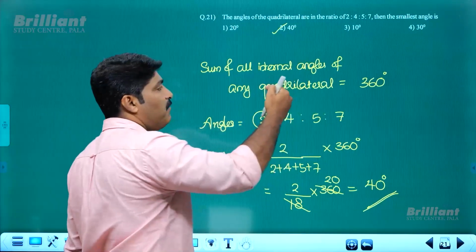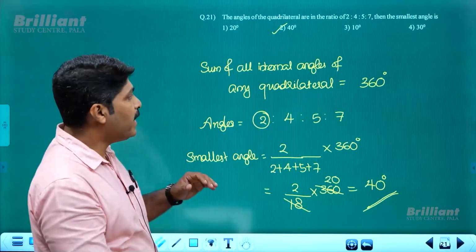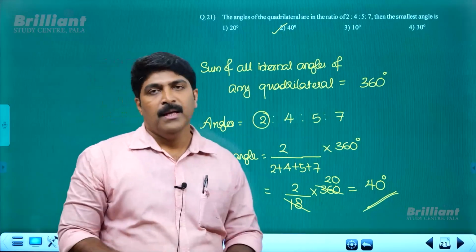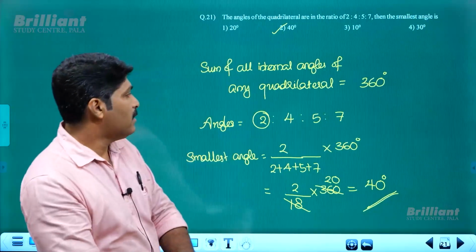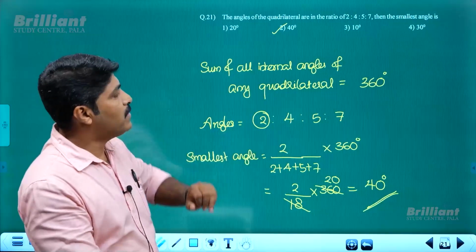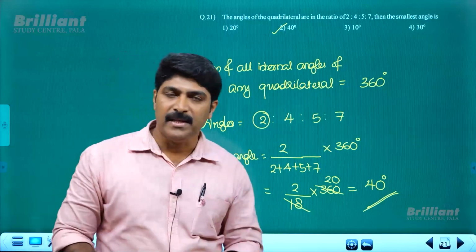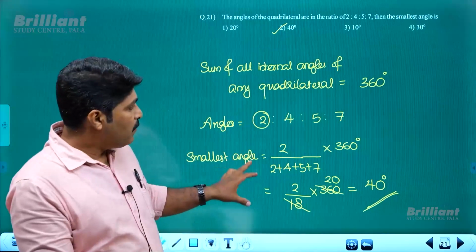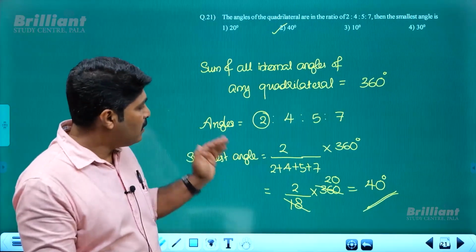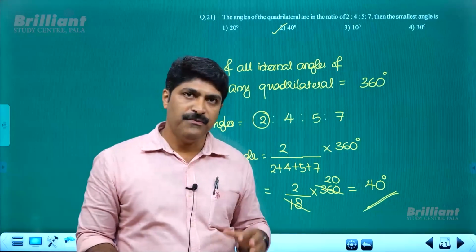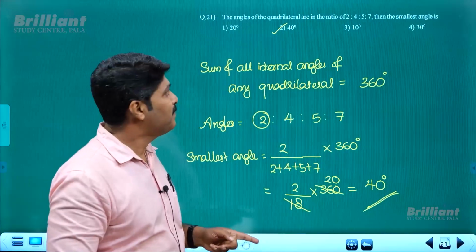So here we have a basic geometrical understanding about the total internal angle sum. Then another concept, the concept of ratio-wise distribution, that is 2, 4, 5, 7. From there, you have to find out how we can find the given part by using that ratio-wise approach, finding the answer to such a question.